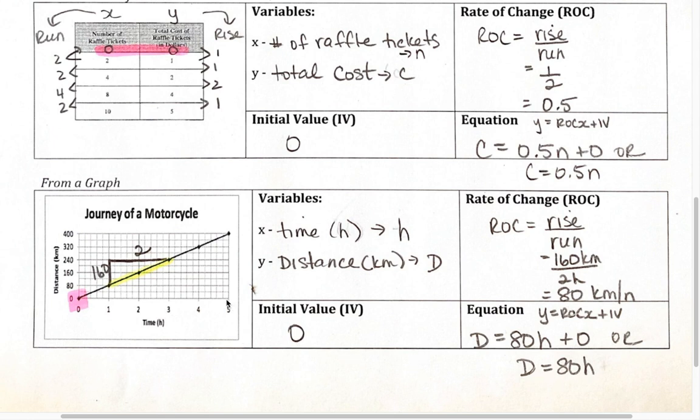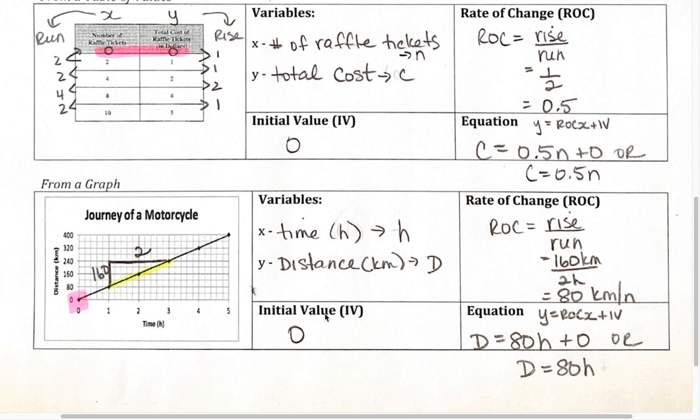And again, you can check it out. So if I was looking here at 5, I had 5 hours. Well, 80 times 5 is 400. And sure enough, if I look here after 5 hours, it has gone 400 kilometers. So you can always check to see if your equation matches up with your graph.